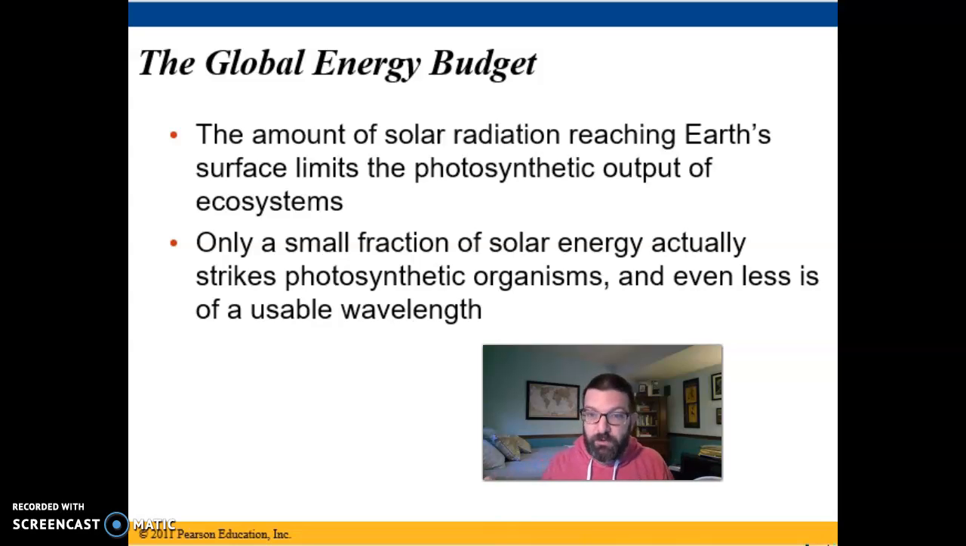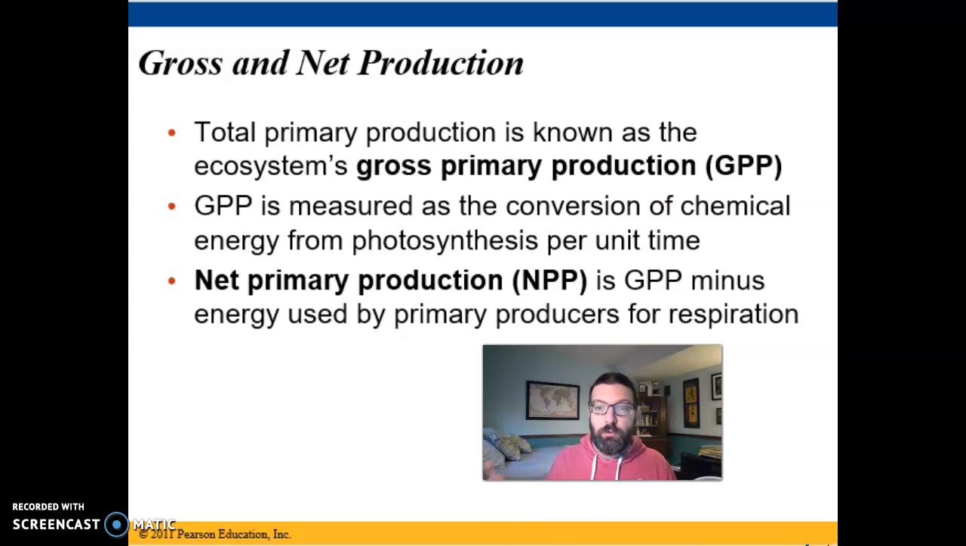Now, there's a lot of solar radiation reaching Earth's limits, but only a small fraction of it happens to strike photosynthetic organisms, and even less of that happens to be in a wavelength of light that is usable by those producers. So that total primary production, all of that solar energy that happens to get captured and turned into chemical energy by plants, is called gross primary production.